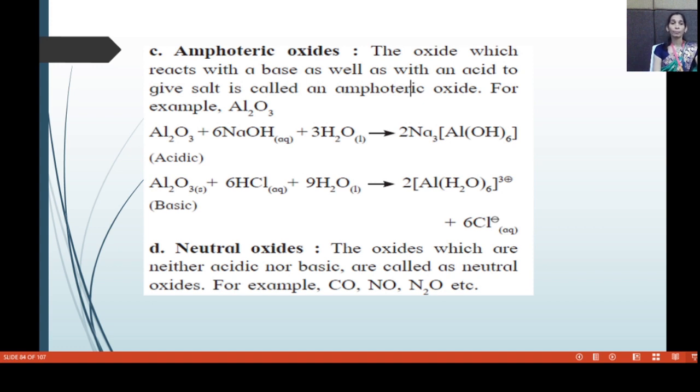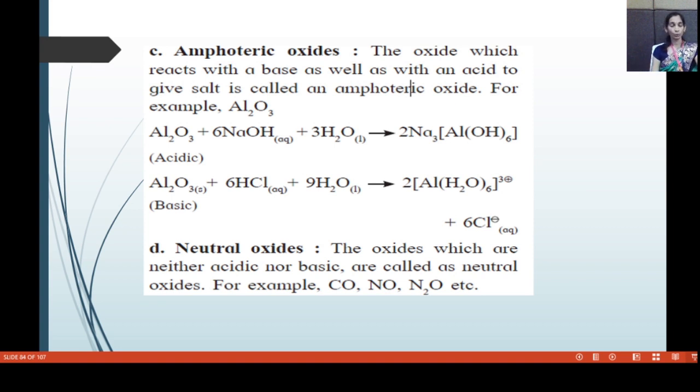For example, aluminum oxide reacts with sodium hydroxide in the presence of water, then the salt is obtained. Also, aluminum oxide reacts with HCl, that means with acid, then it gives the salt.